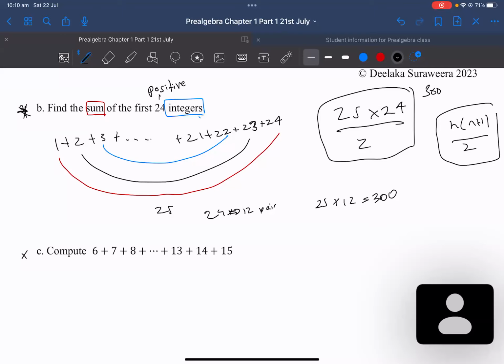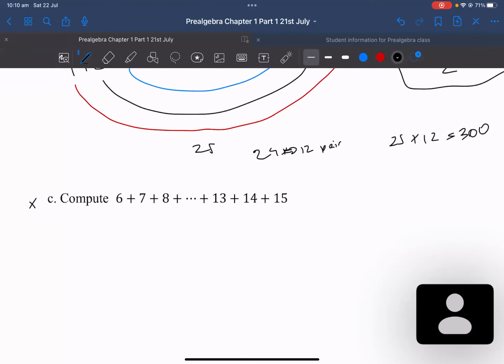So Ryan, your method is completely fine. That's good as well, right? That's a formula you can use. But this is the idea behind the formula.